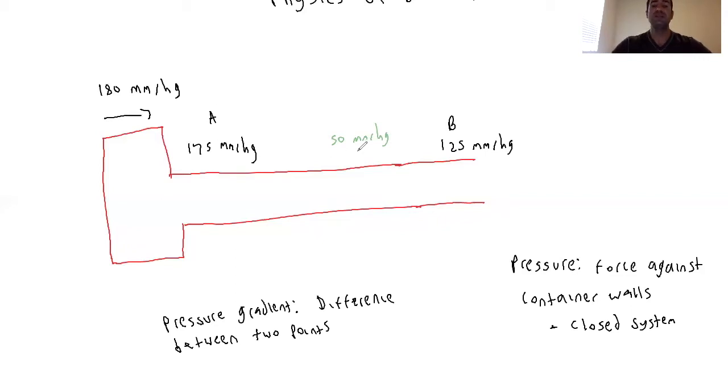Now, why is it that we have lost pressure as we've gone down the arterial system? And the answer has to do with a concept called friction. Let's see where I can write this. Write it up here. Friction.